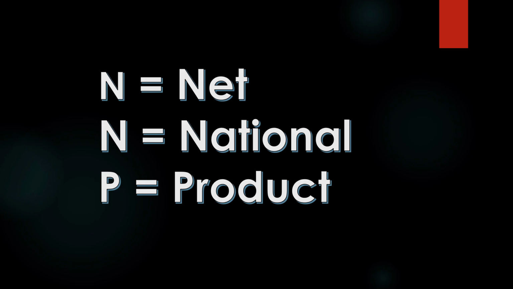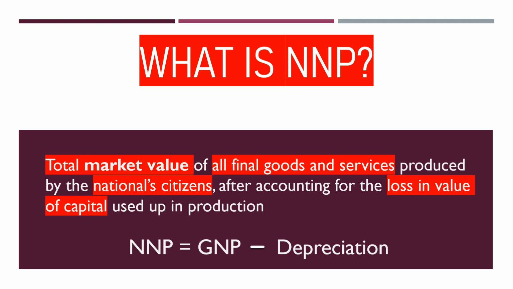Next is net national product. Here you see the word, it is net. That means we will have to subtract depreciation. National means the income that is earned by the nationals of our country. So in here, as the word says, it is net, so we will have to subtract depreciation. Net national product means gross national product minus depreciation.